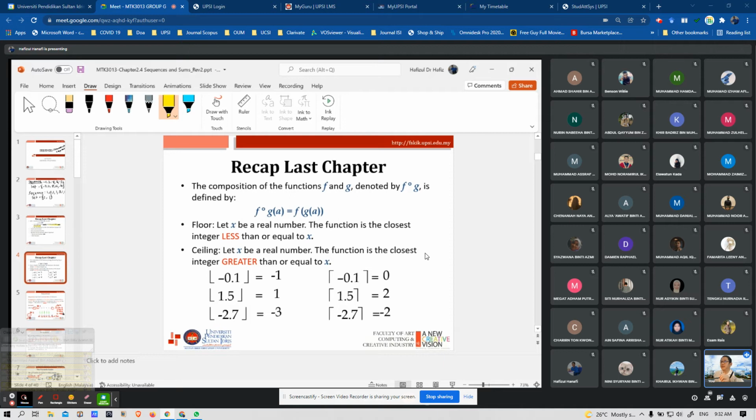Composition, we also denote by f∘g. Then the floor is less than or equal to x, and the ceiling is greater than or equal to x.